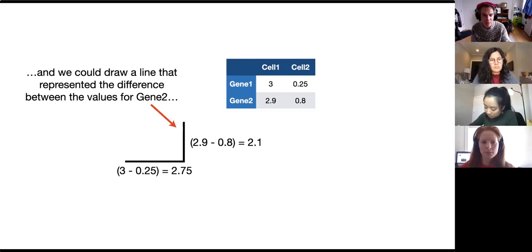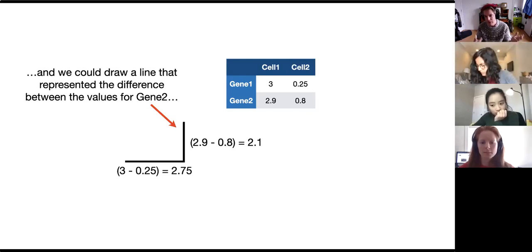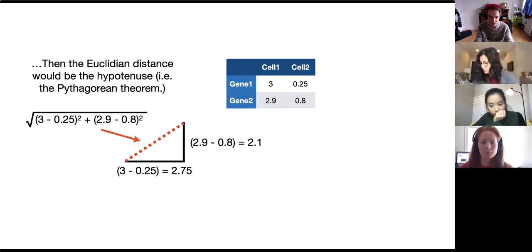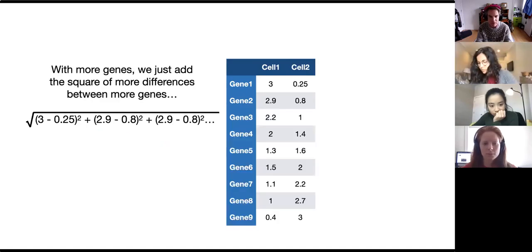Then we could draw a line that represents the difference between the values for gene 2. In cell 1, the value for gene 2 is 2.9, and in cell 2, the value for gene 2 is 0.8. We do the math, and we get 2.1, so we can draw a line that is 2.1 units long. Then the Euclidean distance would be the hypotenuse, and that's the Pythagorean theorem: b squared plus c squared equals the hypotenuse squared.